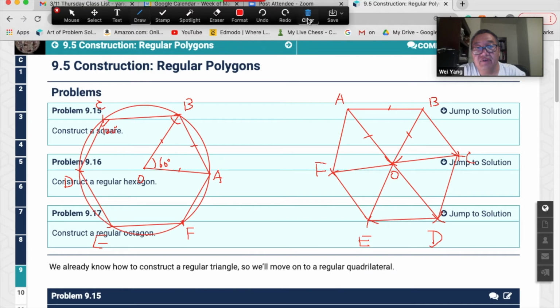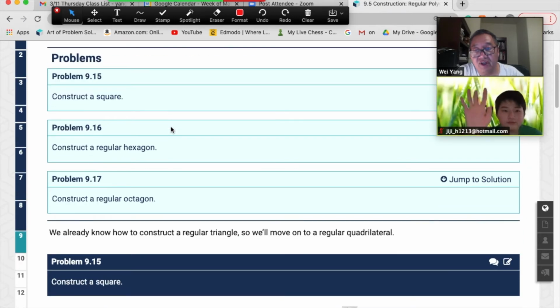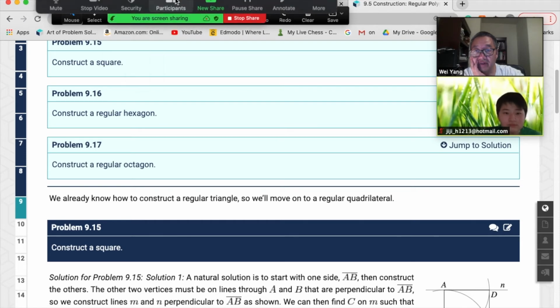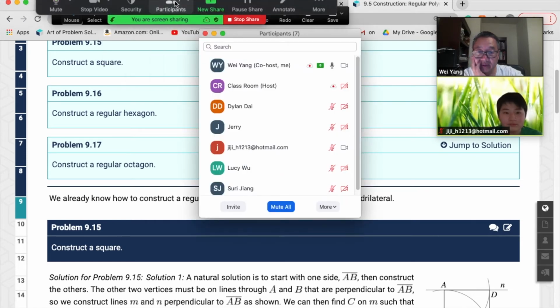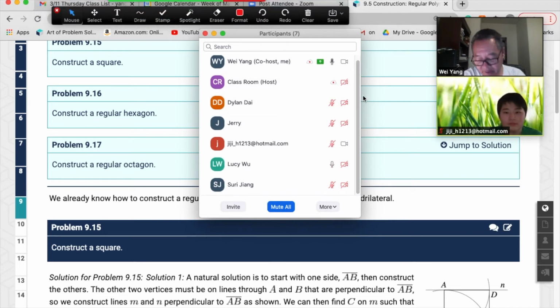Now let's see the third problem, to build a regular octagon. How to build a regular octagon? An octagon has 8 sides, right? So each angle of an octagon equals how many degrees? Let me ask Lucy, do you know what each interior angle of an octagon equals? It's 135. 135, correct. Very good.